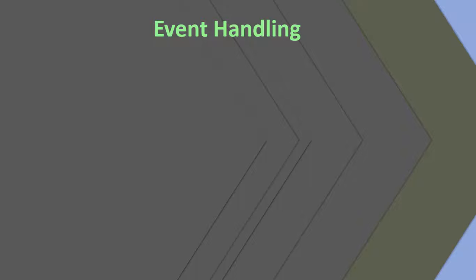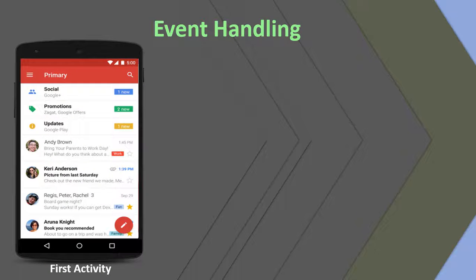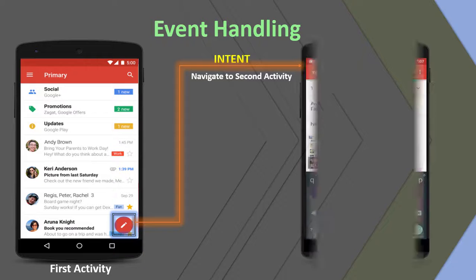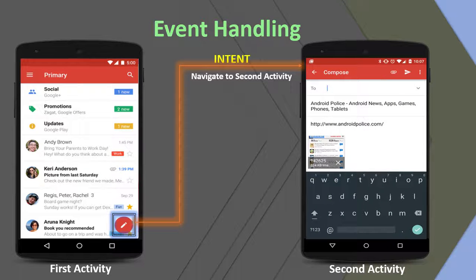To explain event handling, I am going to take the Gmail application example that I have taken in the previous couple of lectures. This is the Gmail application, and once you open it, the first screen that you see in front of your mobile screen is called an activity. I name this activity the first activity. When the user clicks on the compose email button, it will navigate to the second activity through the concept of intent.